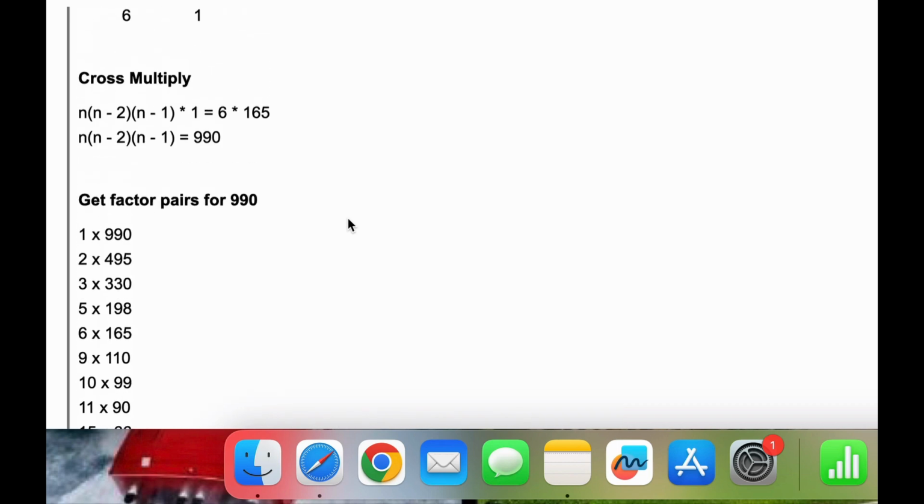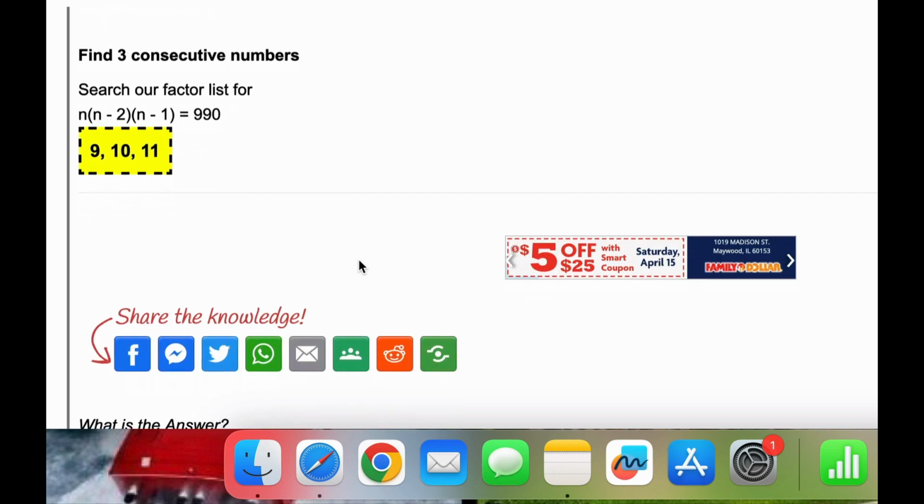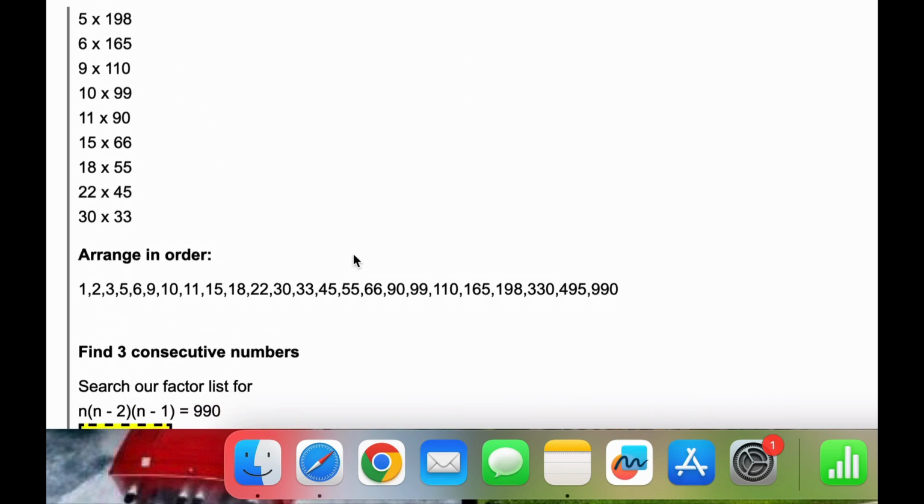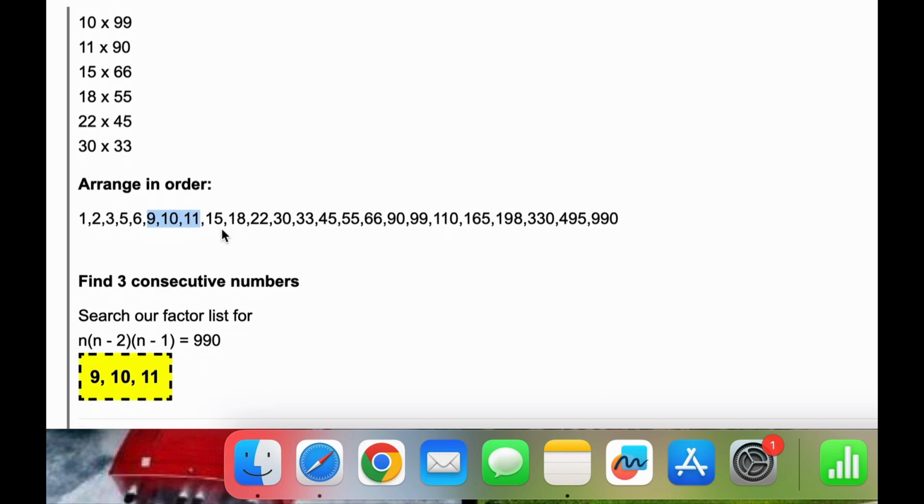Because r was 3 up here, I'm going to go back to our original problem. R was 3. We want to see, are there any terms starting at n and going down by 1, so n, n minus 1, n minus 2, where we get 990. And if I go through this list, I want to find 3 consecutive integers. So 1, 2, and 3 are consecutive, but the problem is the product of that is 6. That's not an answer. If I scan through this entire list and look for 3 more consecutive integers, I only find one more group of 3, and that's 9, 10, 11.